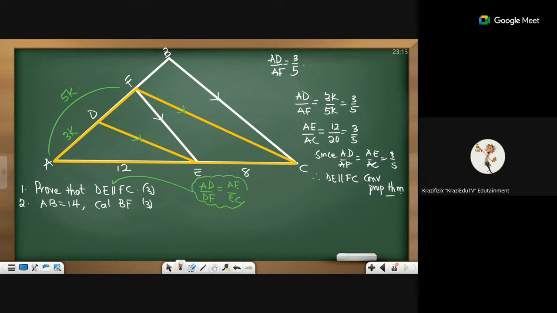Sorry, your brain is sore. I know that question could make your brain sore. Guys, I'll just do one more for you. Calculate BF. I'm sure you can do that. AB, where's AB? The big triangle, and use FB is equal to 14.